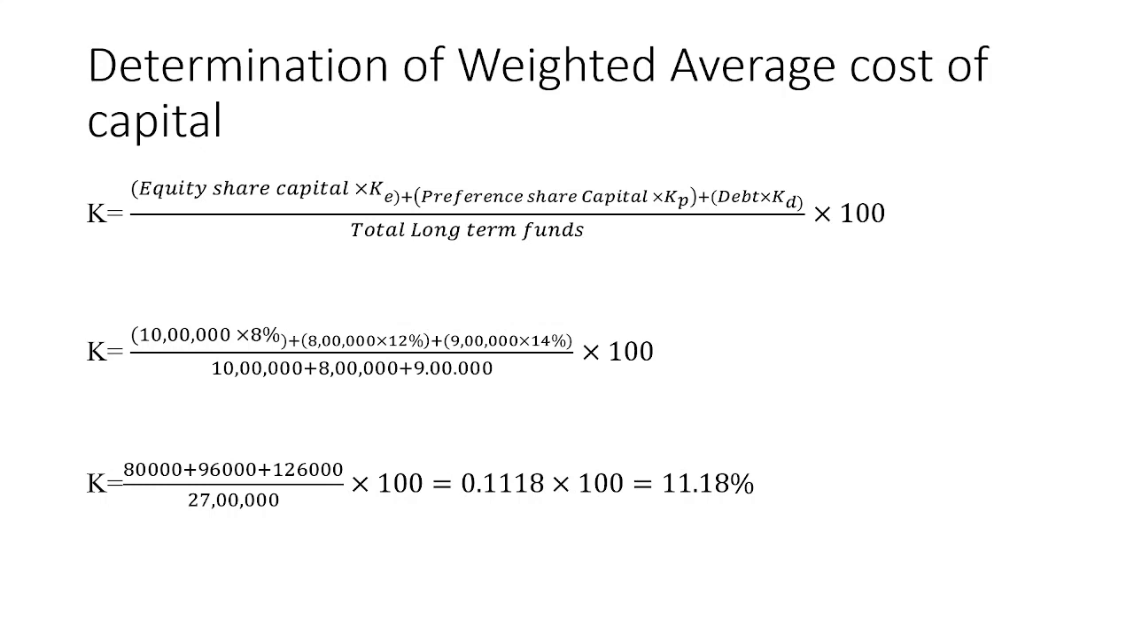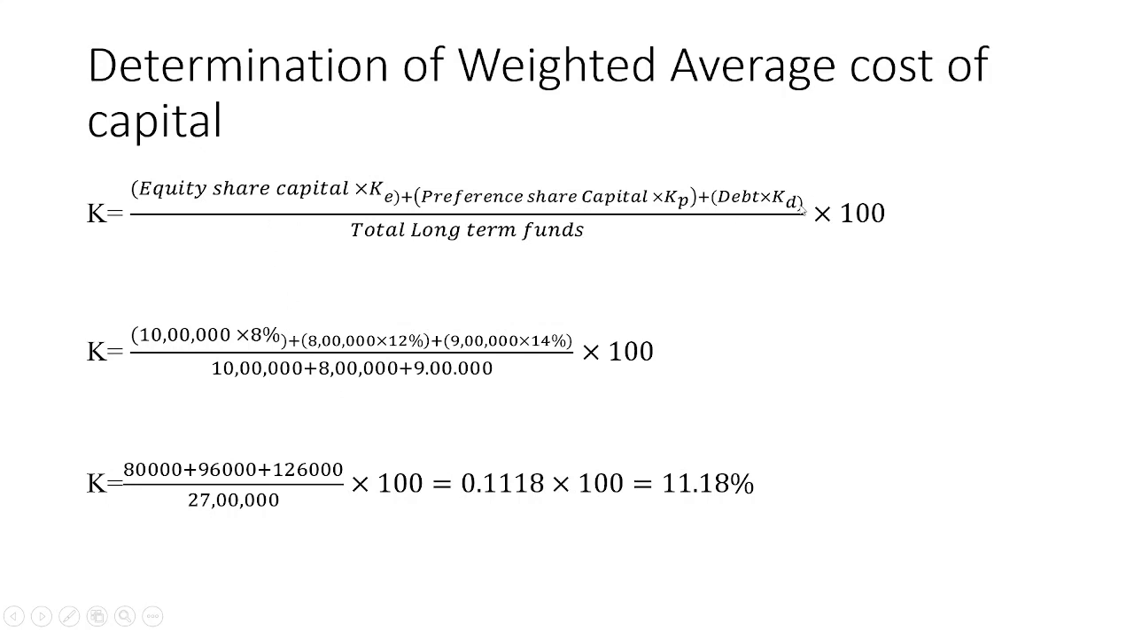So, we have 80,000 plus 96,000 plus 1,26,000 divided by the total, that is 10 lakh plus 8 lakh plus 9 lakh, 27 lakh into 100. So, it is equal to 11.18%.